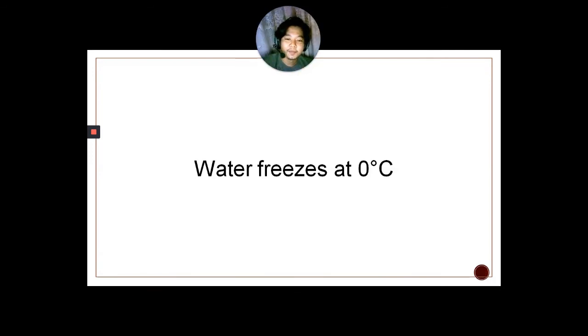Alright. So, water freezes at 0 degrees Celsius. So, they will freeze at the same time or at the same freezing point no matter how many or how much the amount is. Therefore, freezing point is an intensive property because it does not depend on the amount.